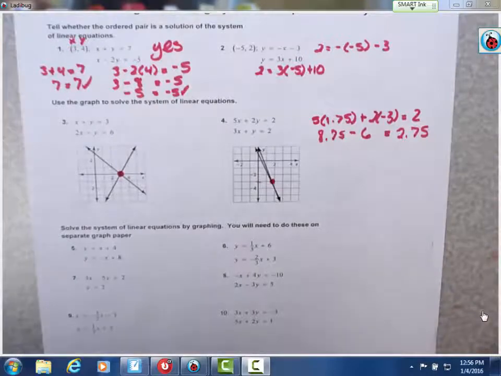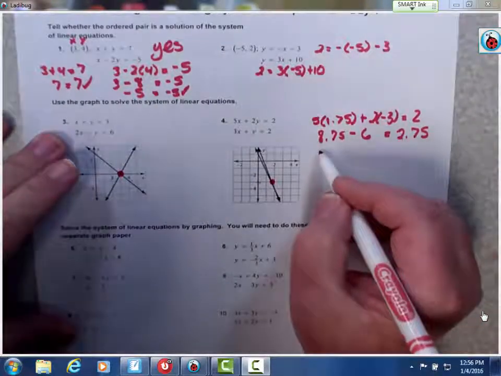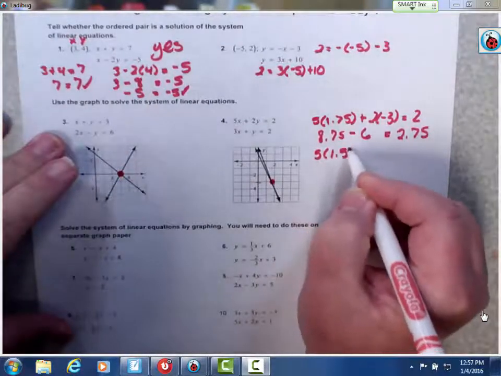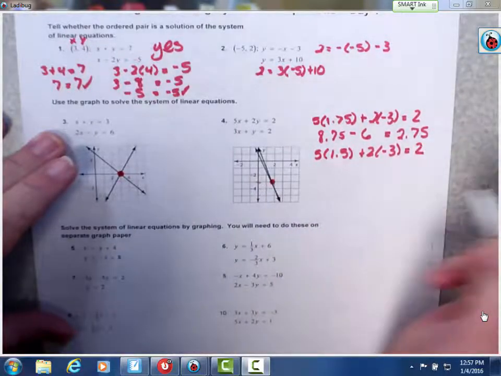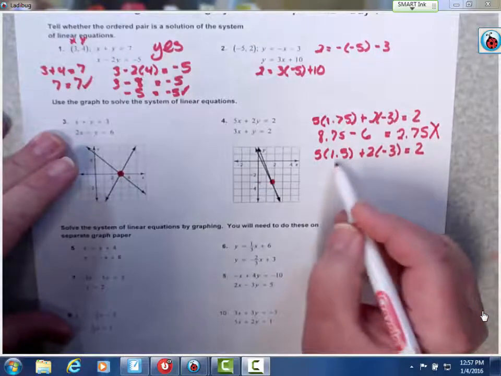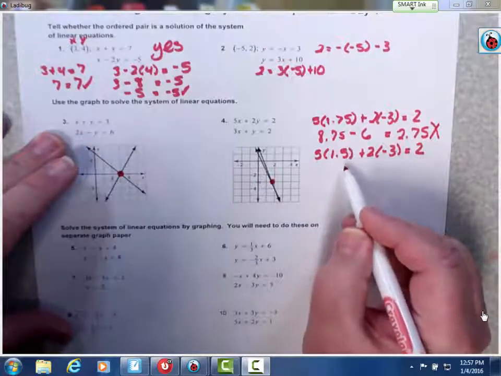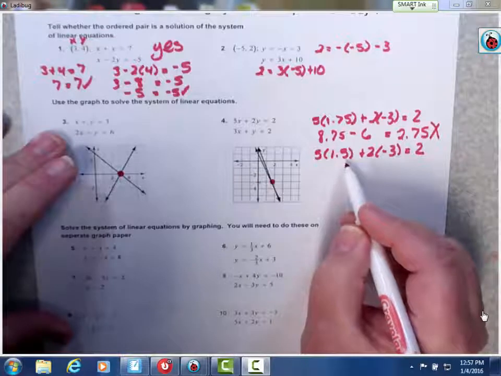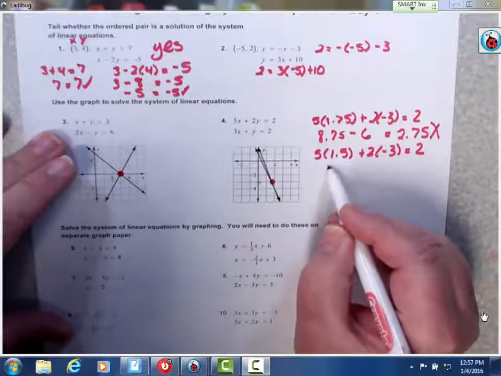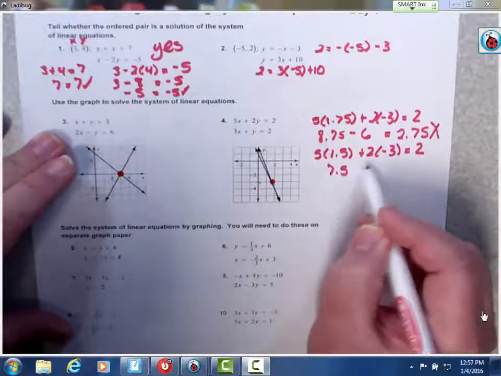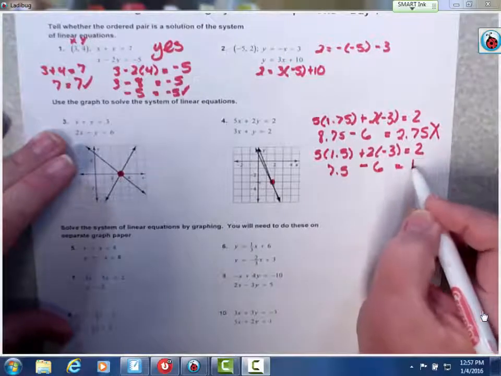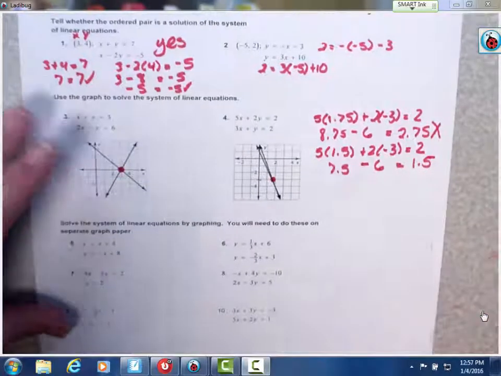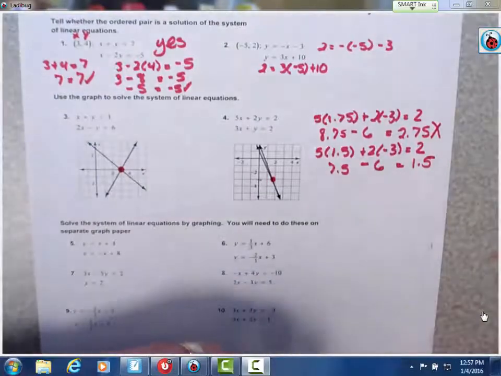So maybe it's just 1.5. So let's try that. 5 times 1.5 plus 2 times negative 3. See, that one didn't work. So 5 times 1.5 is going to be 7.5, minus 6, and I get 1.5. So that's too much. Okay, so I kind of have to play with that one for a little while.